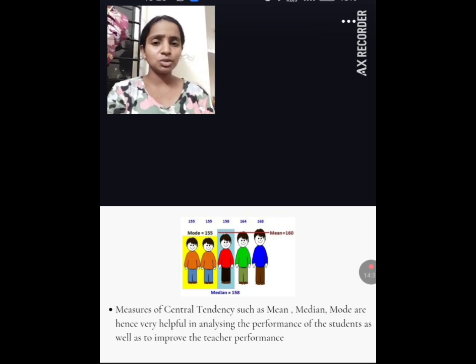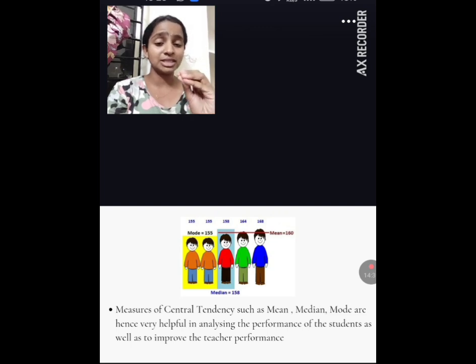So as a conclusion, we can say that the measures of central tendency, mean, median and mode, are very useful for teachers, especially those teaching physics, mathematics, chemistry or any other subject, to analyze the scores and to evaluate the students.